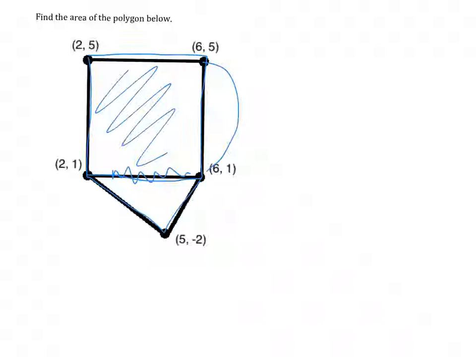So from here to here, I'm going from 5 to 1. This is a length of 4. From here to here, I'm going from 2 to 6. This also has a length of 4. So this is a square. So the area of the square is 4 times 4, or 16. So I just jot down this area is 16, and now I'm just going to find the area of the triangle and add it to it.